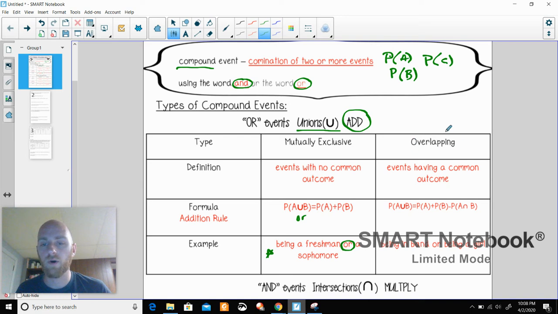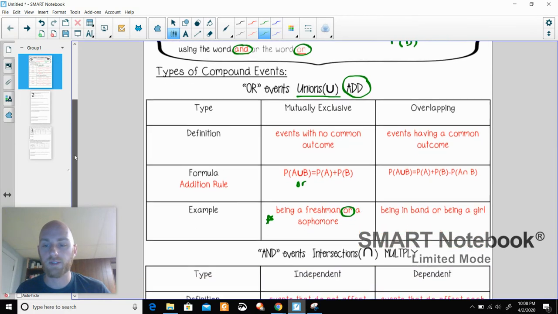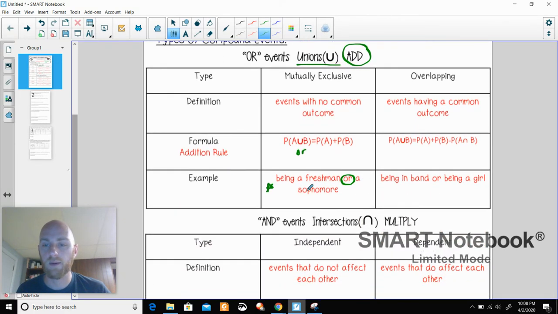The other one is the overlapping for OR events, and that is when two things can overlap. You can have the same thing happening. Apologize for the Smart Notebook thing popping up here. But what we're looking at here is we have this chance of two things being the same. So we have in this case a person being in band, or they are a girl. Okay. So obviously you can be a girl and be in band. So there is that overlap.